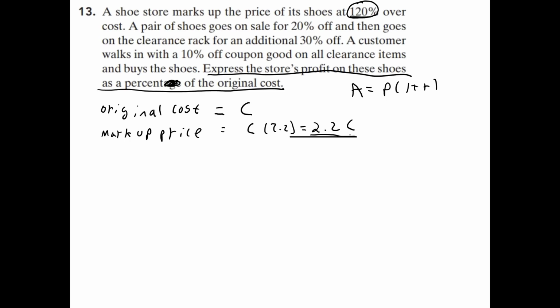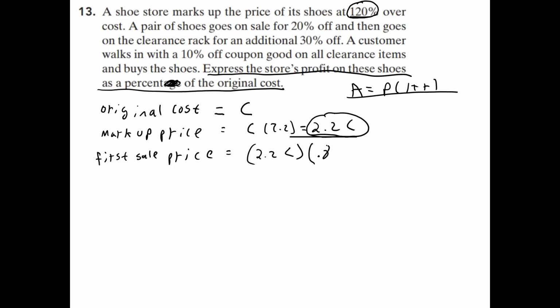A pair of shoes goes on sale for 20% off. So we are going to take 20% off of this price, right? So the markup price, and so then first sale price, we can again use this formula, but now my R is negative. So where I started is now 2.2C. That's the price before the sale, and then I have a 20% sale. So 1 minus 0.2 is 0.8.